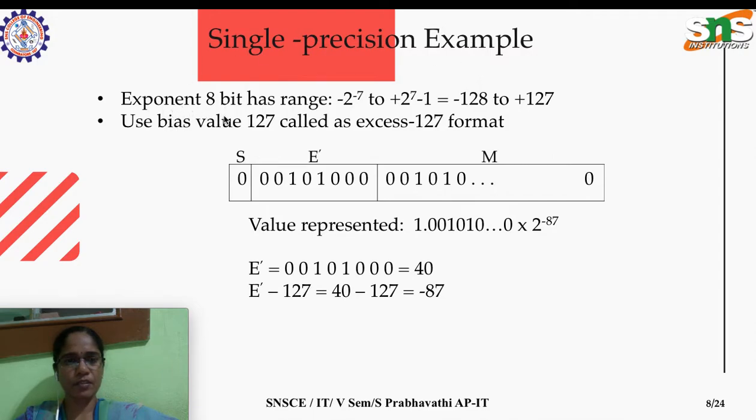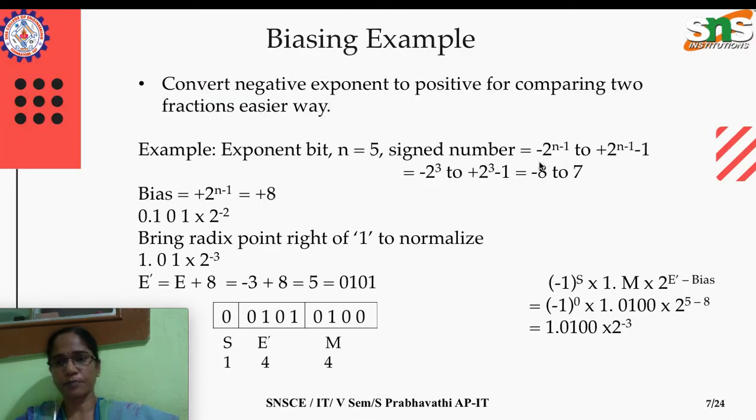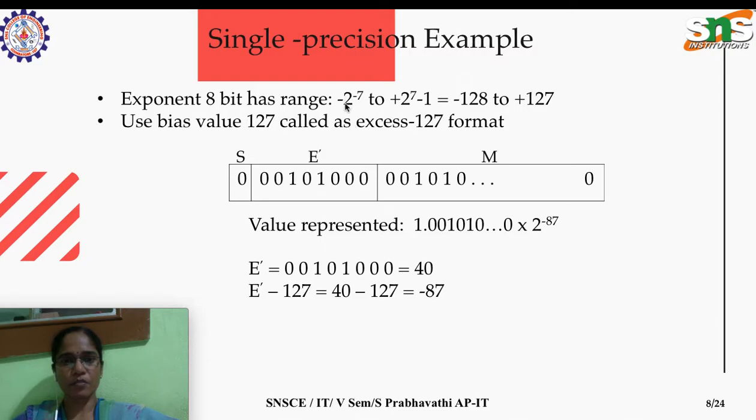In single precision the exponent is 8-bit. 8-bit in the sense that when we represent both positive and negative numbers, it ranges from -2 to the power 8 minus 1, that is -2 to the power 7, up to 2 to the power 7 minus 1. 2 to the power 7 is 128, so it ranges from -128 to 127.